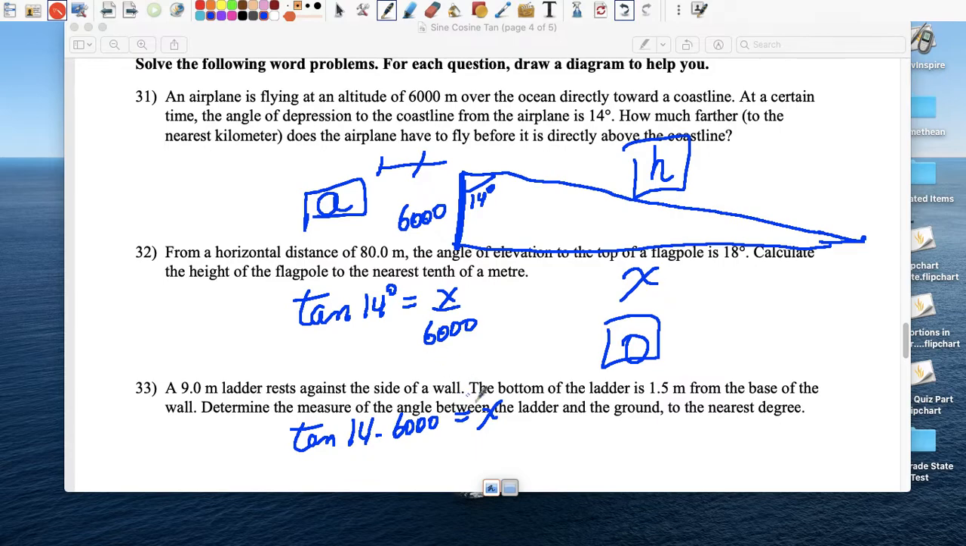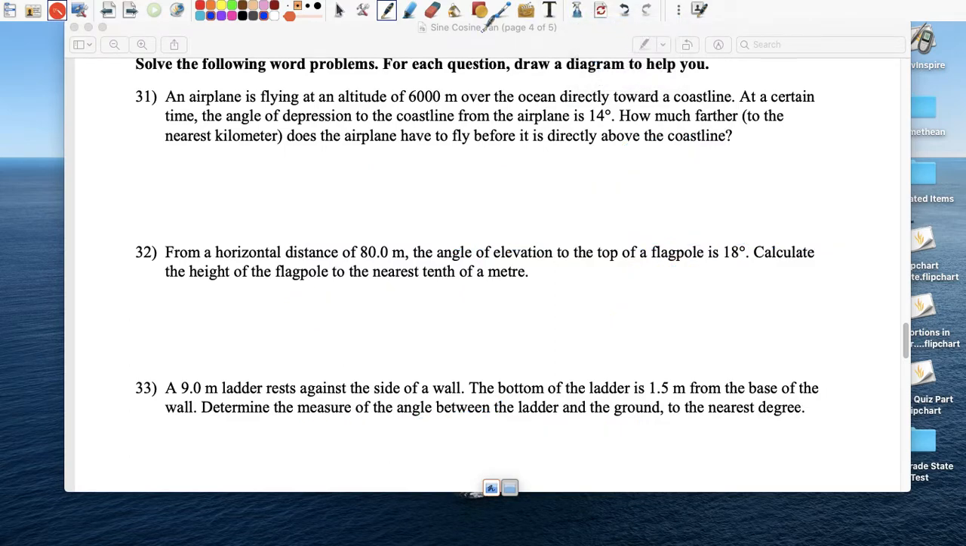And we get, to the nearest kilometer, 1,496 kilometers. So this distance here is 1,496. Okay, assuming I did it correctly.